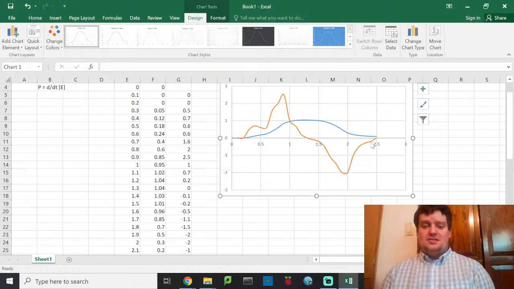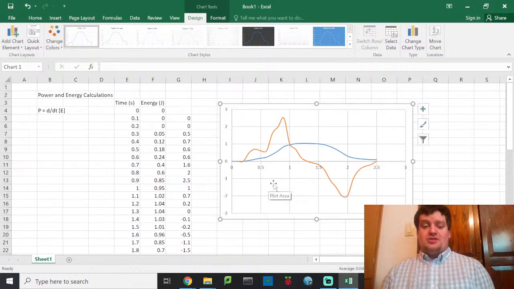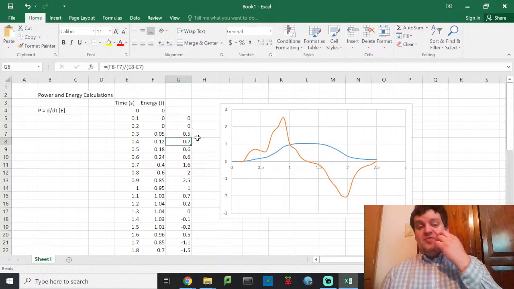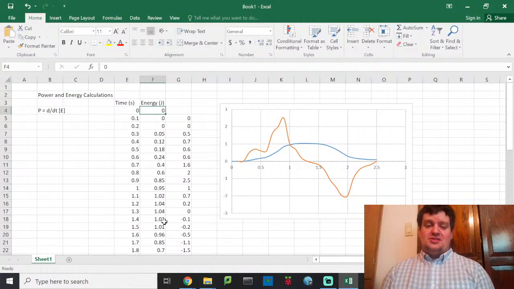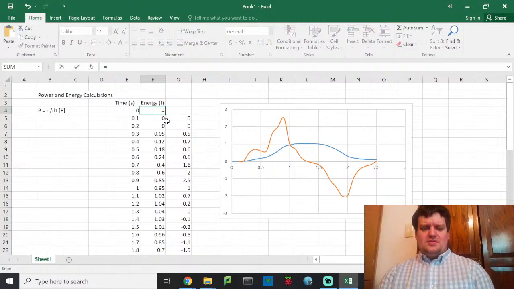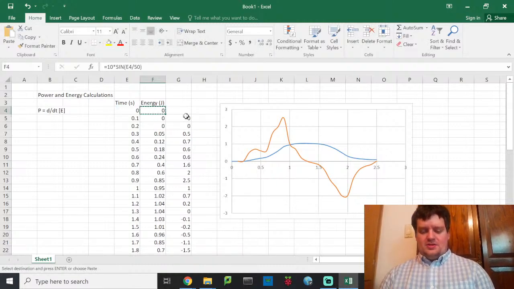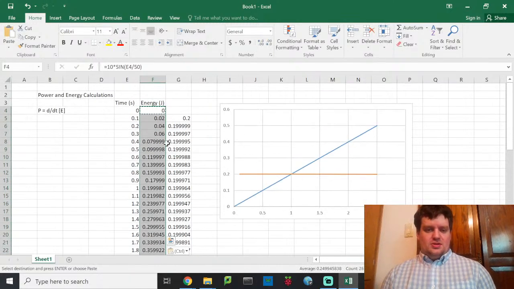Here, we took the derivative of this, and the derivative of this is equal to that thing right there. So nice. That's how to calculate power, very simply, from the energy. Here we took a discrete derivative. If we actually had a formula here, this could be a lot different. So let's change this, and instead of me typing in a value, let's make this a formula. Let's say we're going to make this equal to 10 times sine of this number, except I'm going to make this number divided by 50, because then it'll stretch it out really far. Then I will copy this formula and paste it down. So now, okay, maybe 50 was a bit much.